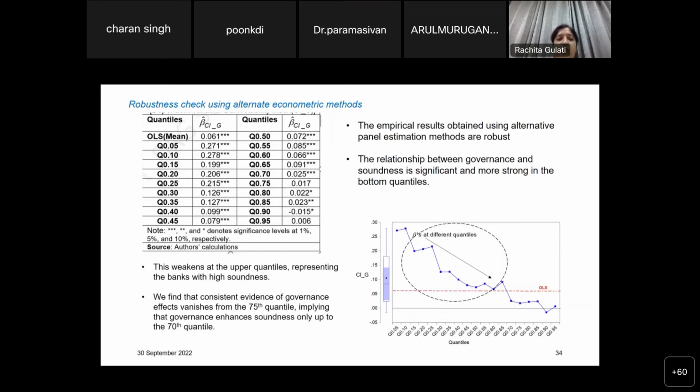The relationship weakens at the upper quantiles, while we find that the consistent evidence of the governance vanishes after the 75th quantile, implying that the governance enhances the soundness mainly for the moderately and the less sound banks. More tight controls.